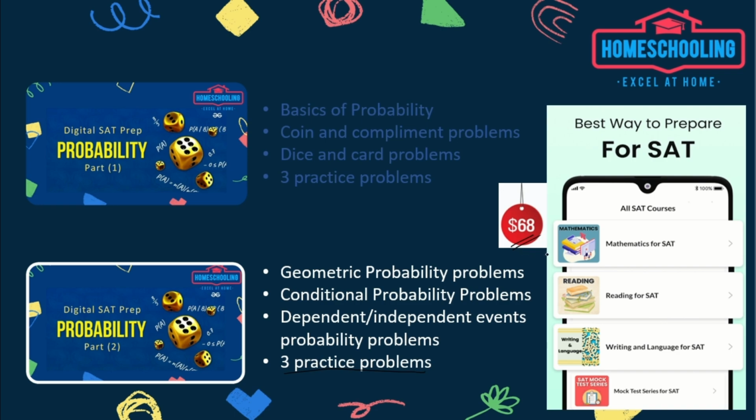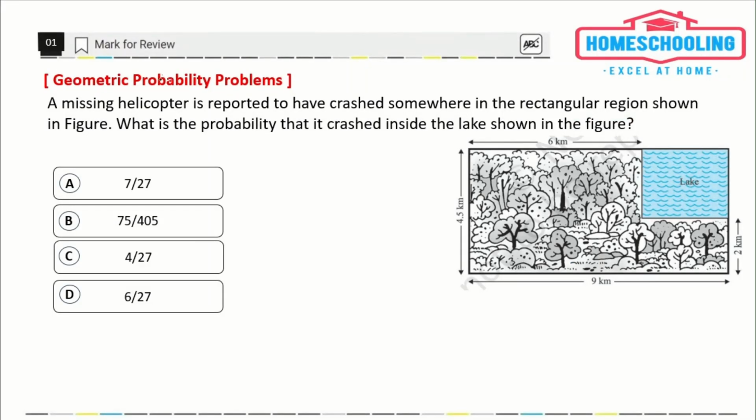Now let's move on to the questions. First, we will take geometric probability problems. If you have read geometry, in which you have read the areas chapter, then you can easily solve these geometric probability problems. So let's start with question number 1.